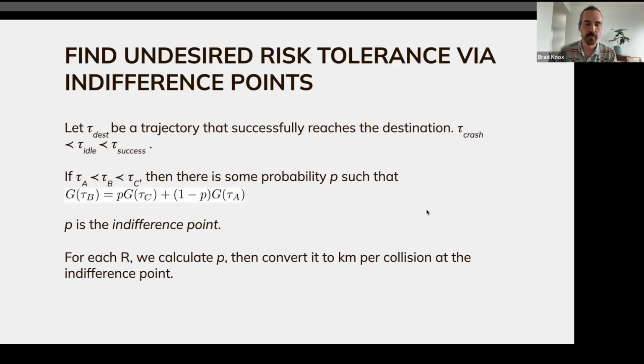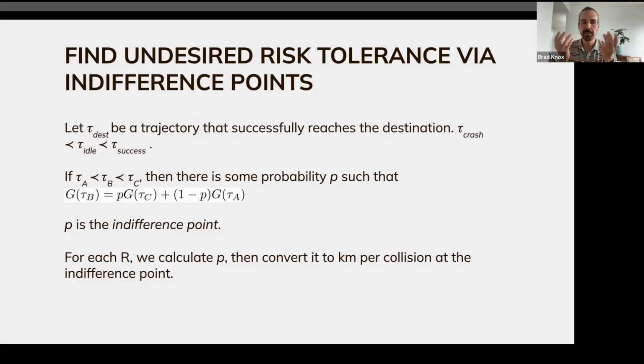So this is actually pulling from expected utility theory. If there's such a relationship among 3 trajectories, and also if the return for those trajectories has the same ordering, so now we're only talking about 2 out of those 9 reward functions that actually has the correct ordering, then there's some probability P that balances these 2 options, where the return of tau B, or not driving in our case, is equal to the probability weighted return of possibly crashing and possibly succeeding.